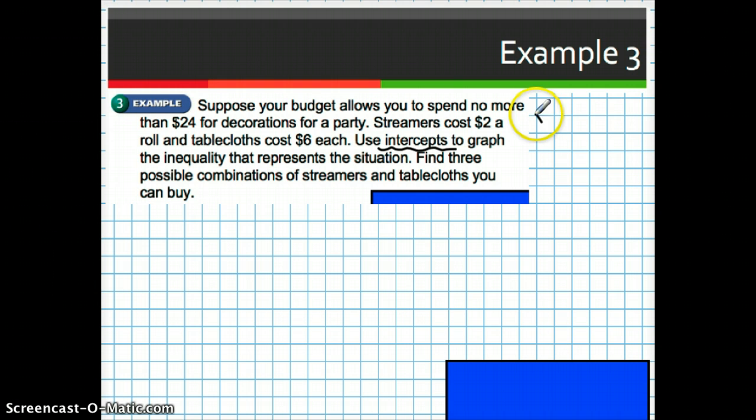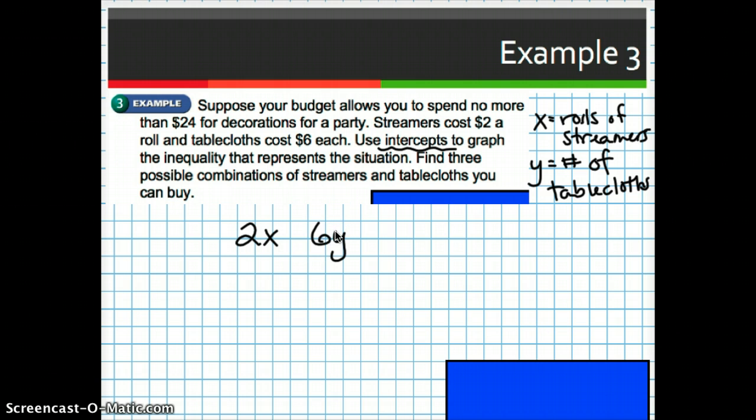I'm going to call x my rolls of streamers, and I'm going to call y my number of tablecloths, because these are the 2 things I'm wanting to buy. And then when I do that, I'm going to set up an inequality. So I know that streamers cost $2 a roll, so it's going to cost me 2 times x for my streamers. Tablecloths cost $6 each, so 6 times y for my tablecloths, and I would add those together, and altogether I can spend no more than $24, so that's less than or equal to $24.